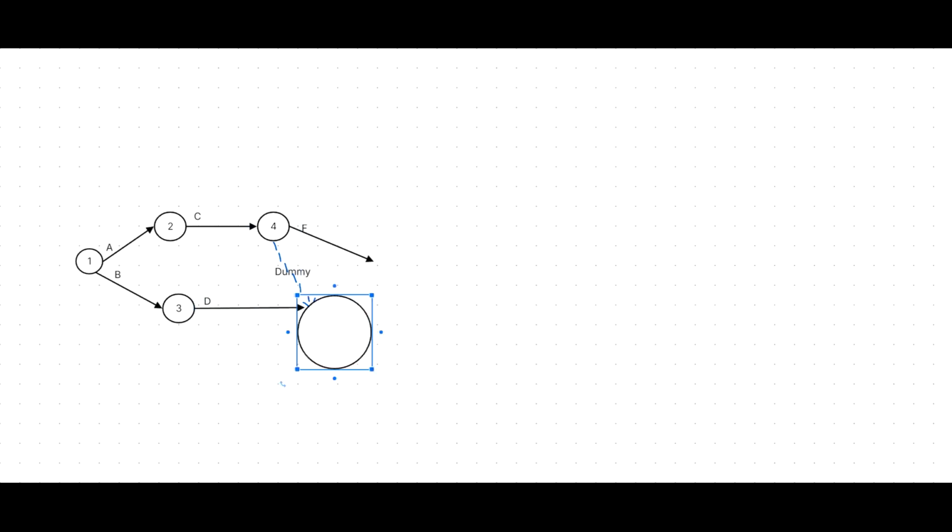Now in this example you can see we should use the dummy activity. Without it we can't go according to the rules and regulations. Right? Then the fifth event represents we complete D and C both. Then we can start the activity E from the fifth event. Then we can complete the entire project.